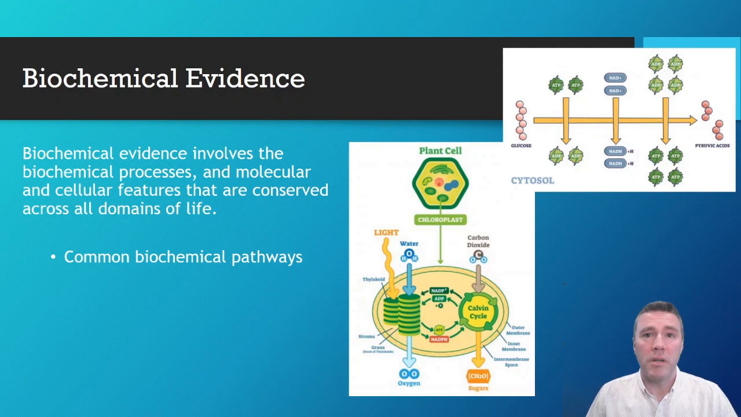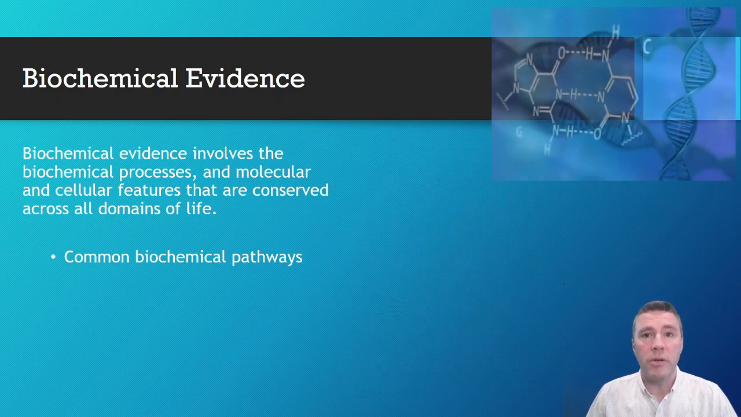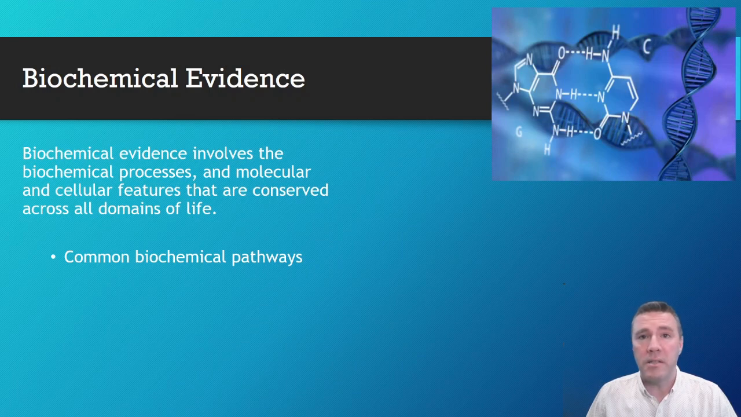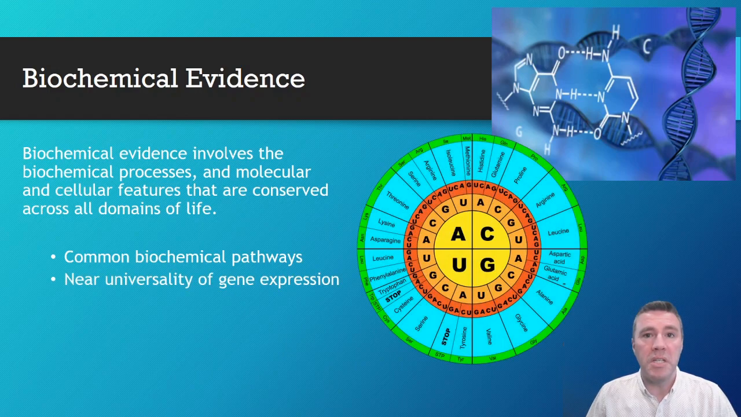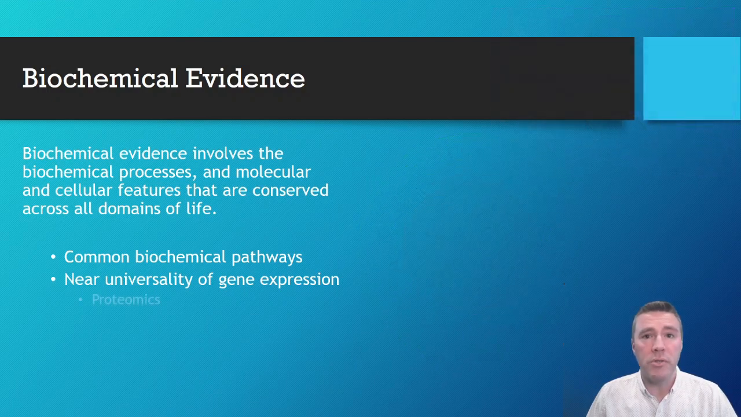The basic building blocks of life are the same across all living things, and the sequences of nucleotides in DNA and amino acids and proteins can be compared to show how closely related different species are. All living organisms use DNA as their genetic material, and the genetic code is nearly universal.